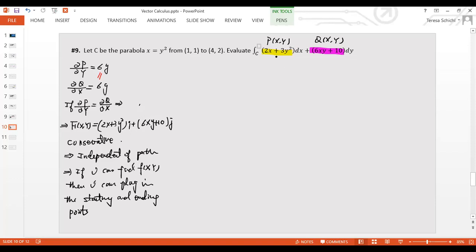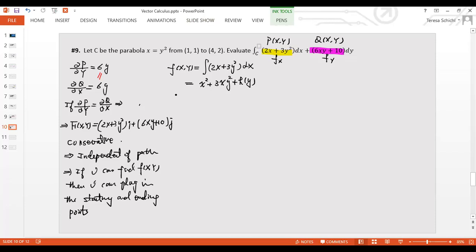Okay, so the first one's here. So this is f of x, this is f of y. So I'm starting with f of xy, because this is f of x, so it will be the integration of 2x plus 3y squared. So I'm integrating dx, right? So I have x squared plus 3xy squared, correct? And plus h of y is my constant, right?